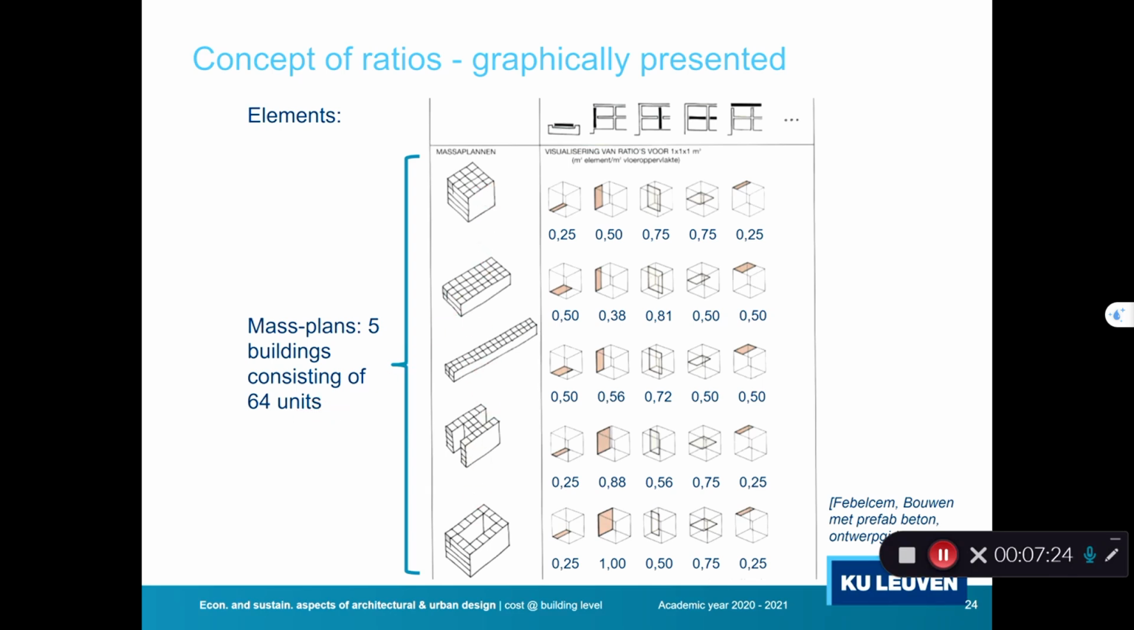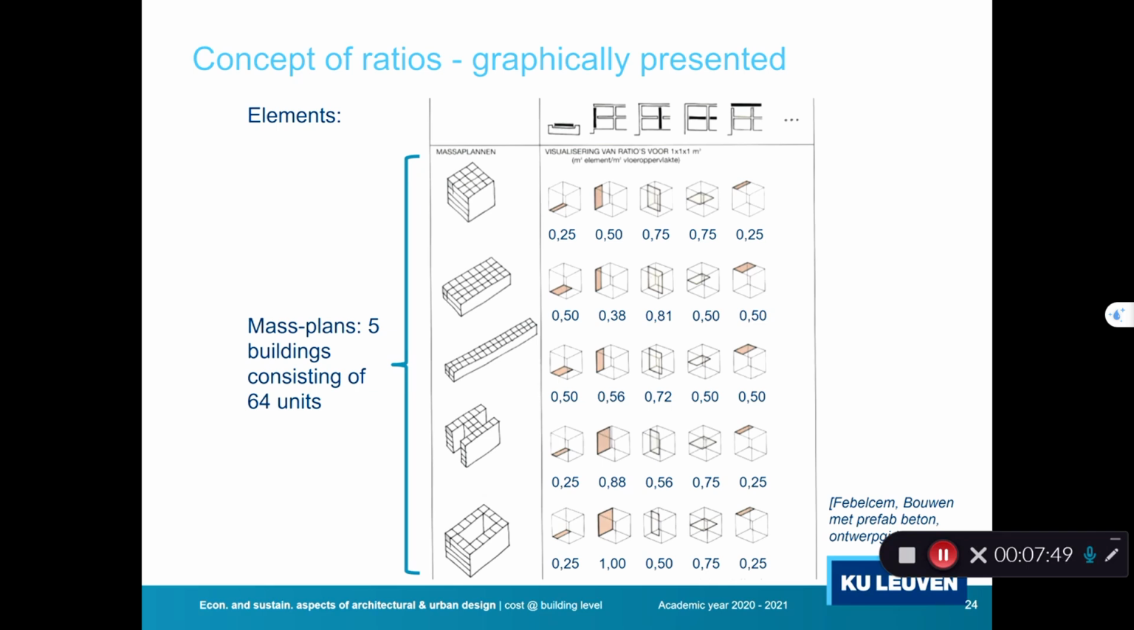For each of these 5 buildings, the ratios are calculated for each of these elements: for the foundation, for the external wall, for the internal wall, intermediate floors, and the roofs. This actually is the floor on grade, which could also be a foundation, a floor foundation slab.